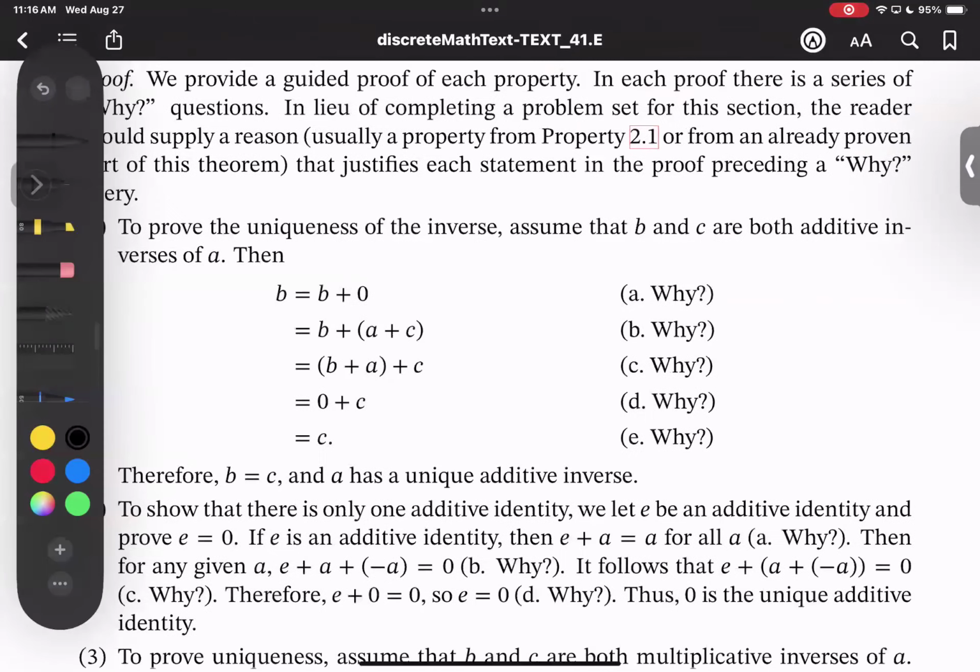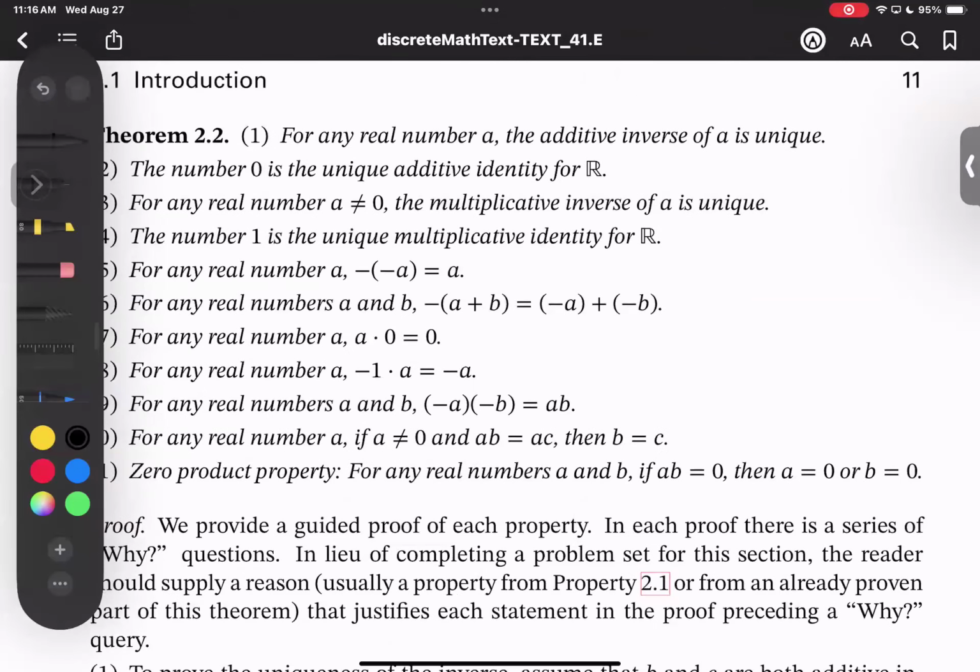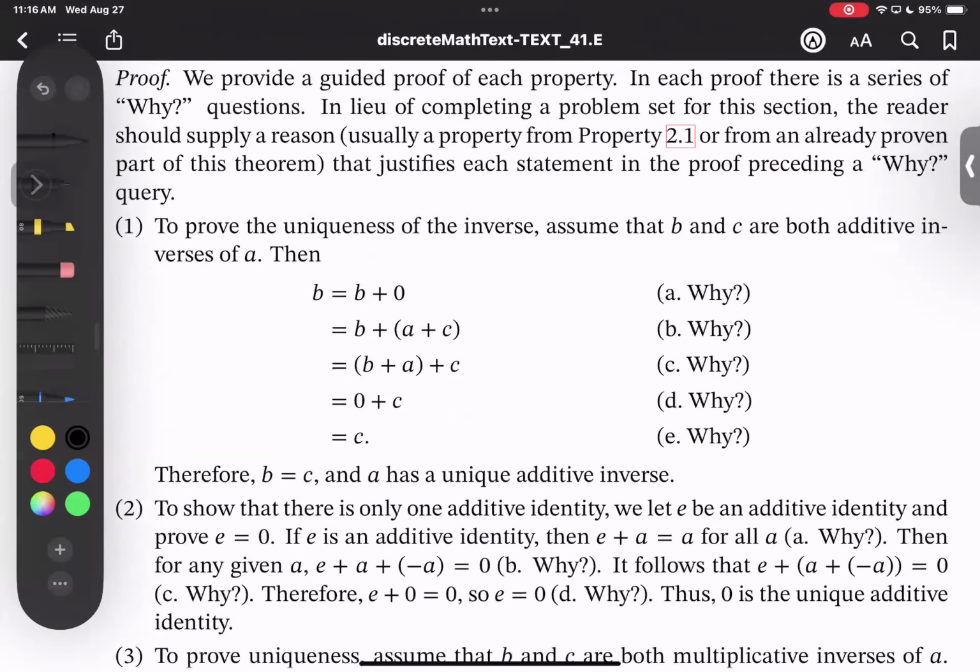where we're trying to prove that for any real number a, so we're in the real numbers, the additive inverse of a is unique. So from the properties, the additive inverse is 0. And so we want to prove that 0 is the only additive inverse, that there's no other secret inverse living in the real numbers. We want to prove that 0 is one of them and there's nothing else.